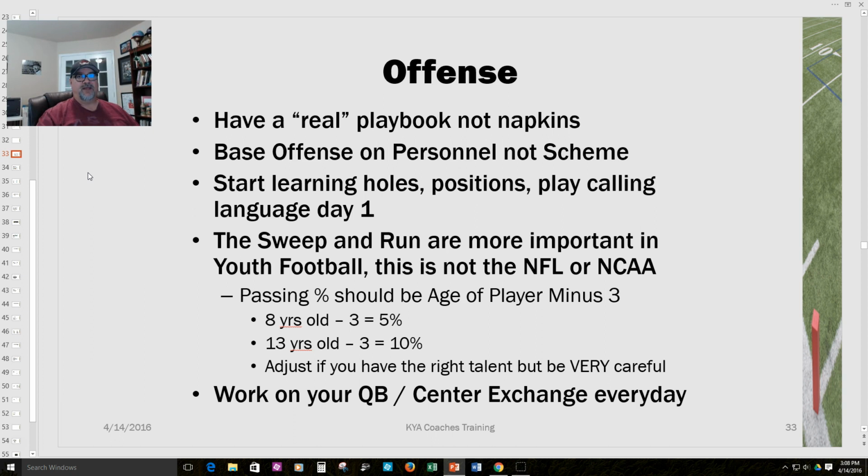Again, you may be that 0.5% that has the talent. Great, I'm jealous. But on average, you need to sweep and run the ball and set up that type of offense. The other thing that I forget all the time is you really need to work on your quarterback and center exchange every day. Before practice, during practice, after practice. Your center needs to be snapping at home, especially if you're running a shotgun or a hybrid type of shotgun. So those are really kind of base keys for offense there.